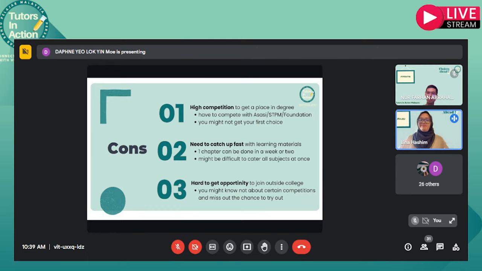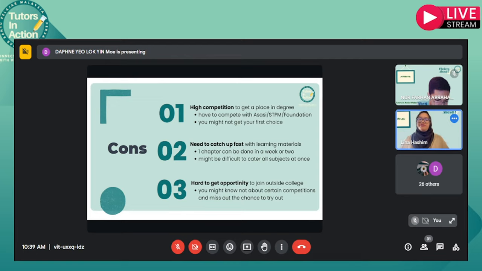One chapter can be done in a week or two. And for my chemistry this year, actually we have 12 chapters, and 12 chapters need to be done in 18 weeks. So one chapter cannot take 1 or 2 weeks. If during SPM you are used to your teacher taking time, slowing down to teach you one by one, in matrix tak macam tu. Imagine having to learn one semester worth of 12 chapters. So it's really impossible for you to rely on lectures and your tutorial class only. And it might be difficult for you to tackle all subjects as one, especially if you are a slow learner like me, you have to rely on self-studying and so on.